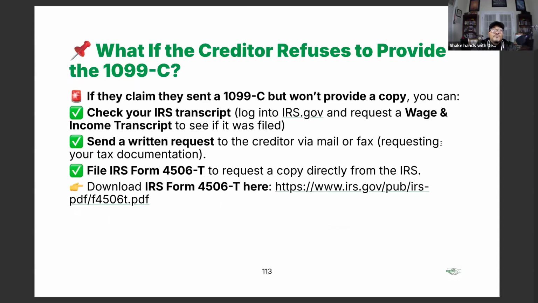All right, what if the creditor refuses to give you the 1099-C? What you want to do then is, obviously, I showed you already how to check with the IRS. You can send a written request as well, or again, you can ask for that written request from the IRS with the 4506, which I just went back over. But again, I would check that first, okay?